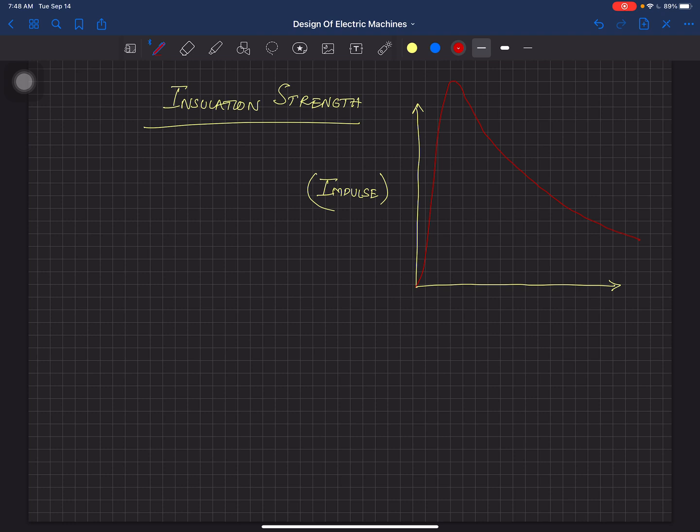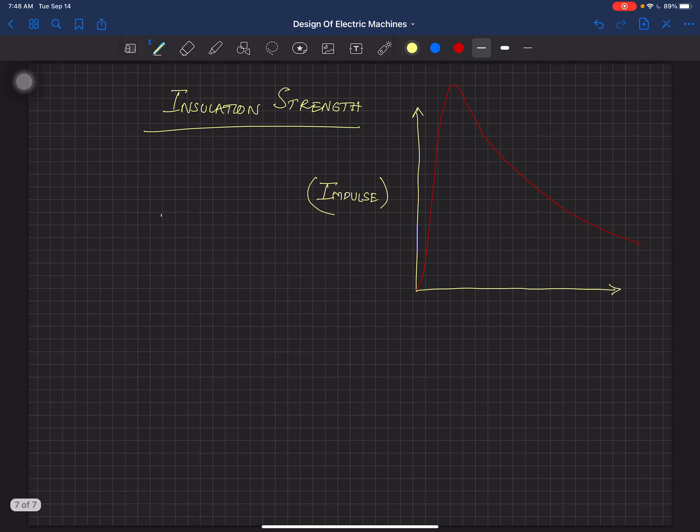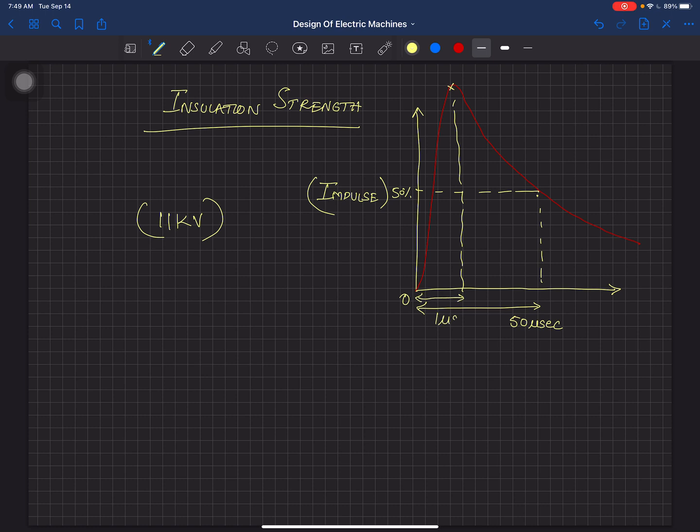Now, if it's an 11 kV transformer, listen to this very carefully. If it is an 11 kV transformer, we give on one of its phases, this is from 0, this is that 50% mark, and this time from here to here is supposedly 50 microseconds, and up to this point is supposedly, I'm not going to do the details of it, let's just call it 1 microsecond. It's not drawn according to scale.